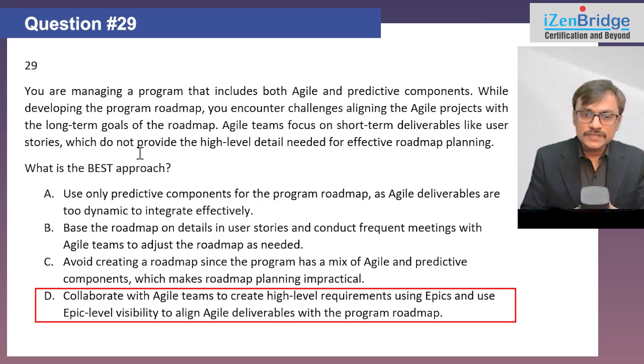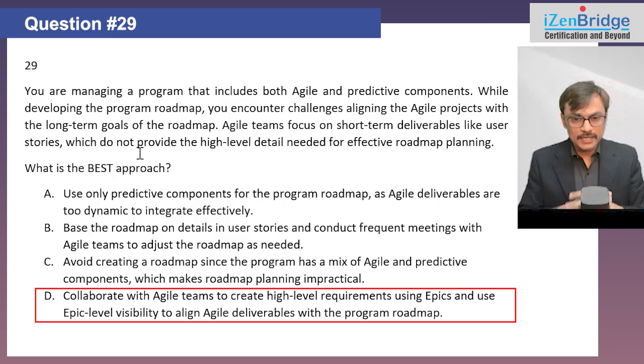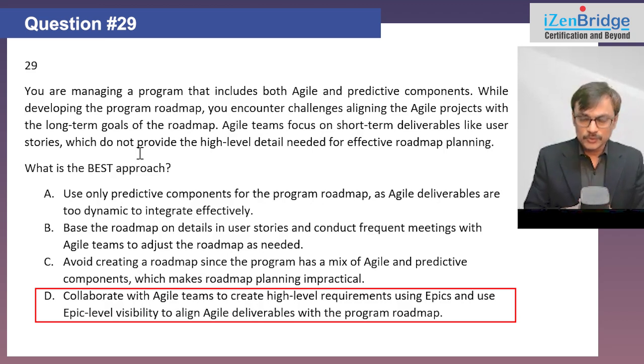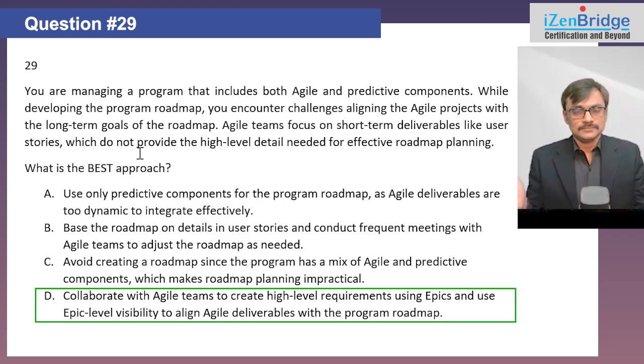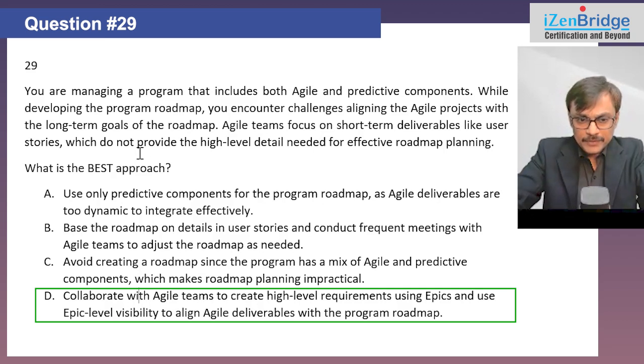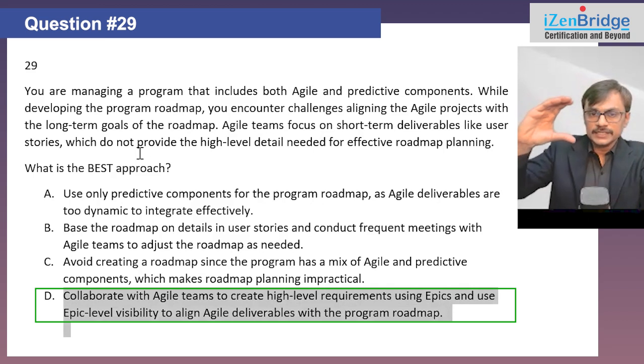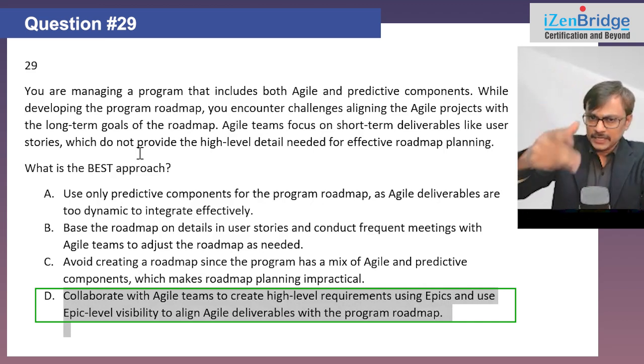Option D, collaborate with agile team to create a high level requirement using epics and use epic level visibility to align agile deliverables and with the program roadmap. This is the answer. Yeah. So option D, using the term epic. Now, epic is, you can say, the high level container or a folder for your requirements. One epic may get converted into multiple user stories later, maybe 10, 20, 50, 100, depending upon how big the epic is.